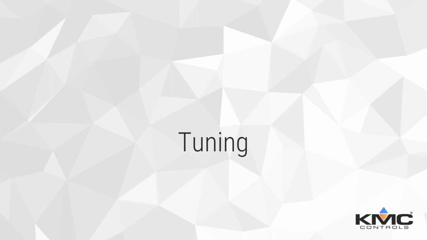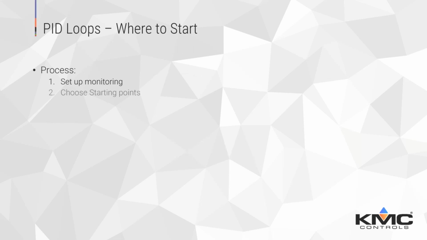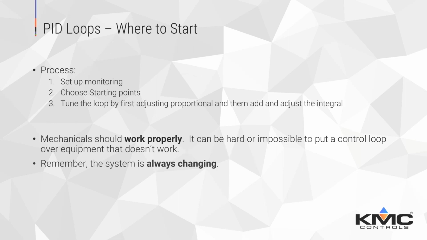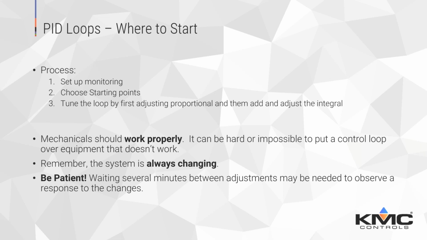So let's talk a little bit about tuning our loops. Now that we know all the individual components, where do we start? When we're going to tune a loop, we want to start by setting up a process to monitor what's going on. This could be using Connect to either set up a trend in a controller. Maybe we're using a table view or a live trend. But I want to look at what that sense medium is.